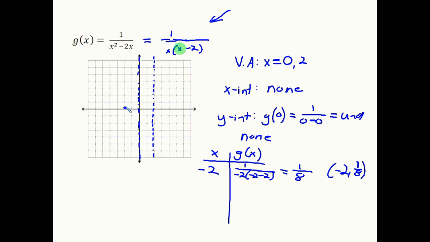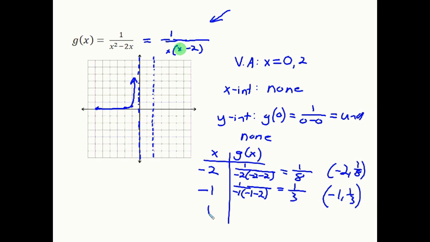Let's plug in negative 1. That would be 1 over negative 1 times negative 1 minus 2. Well, that's 1 over negative 1 times negative 3, which is 3. So that gives us the point negative 1, 1/3. So that's about here. From our last graph, from the parent graph, we can remember that our graph would look like this, because it's not going to hit the x-axis coming this way, and we know there's a vertical asymptote on the y-axis.